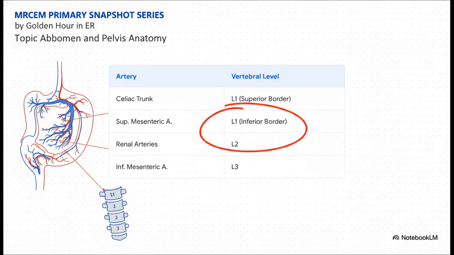But listen, the one they love, the one they will almost certainly test you on, is the renal arteries. They branch off at L2. If you remember nothing else from this slide, burn this into your brain. Renal arteries, L2. Got it?